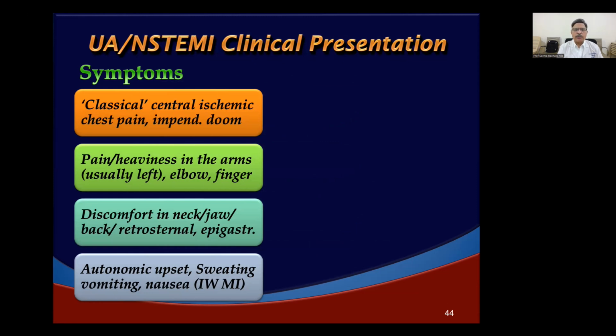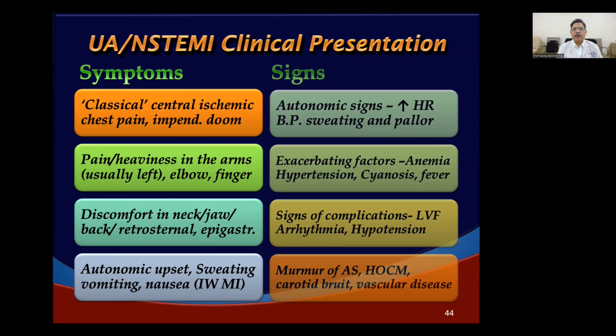Discomfort in the neck, jaw, back, retrosternal, epigastric, sometimes dental pain also. Autonomic upset in the form of sweating, vomiting and nausea, particularly with inferior myocardial infarction. In general, if any pain above the umbilicus, you have to consider coronary disease.